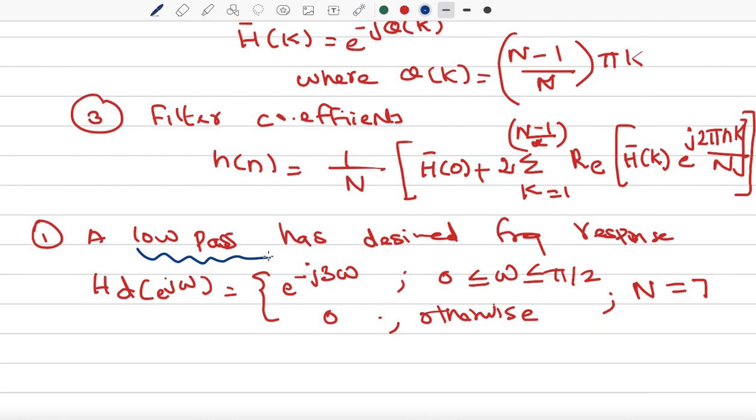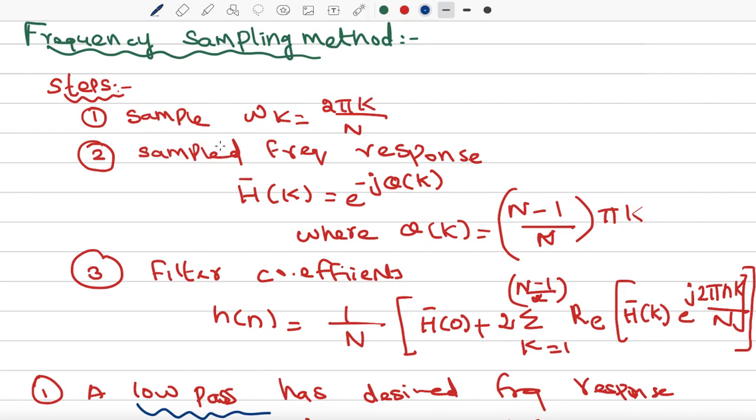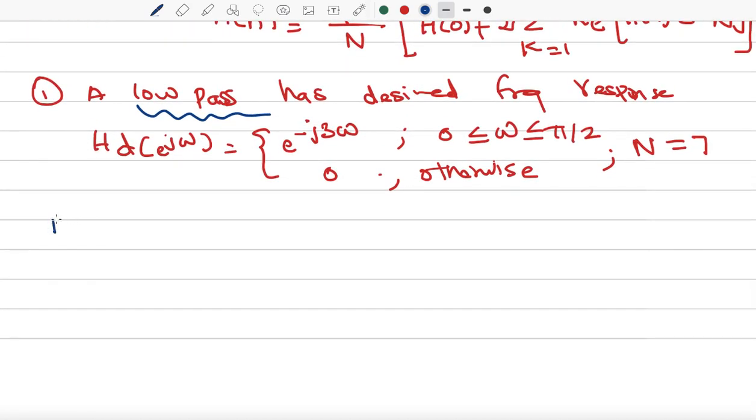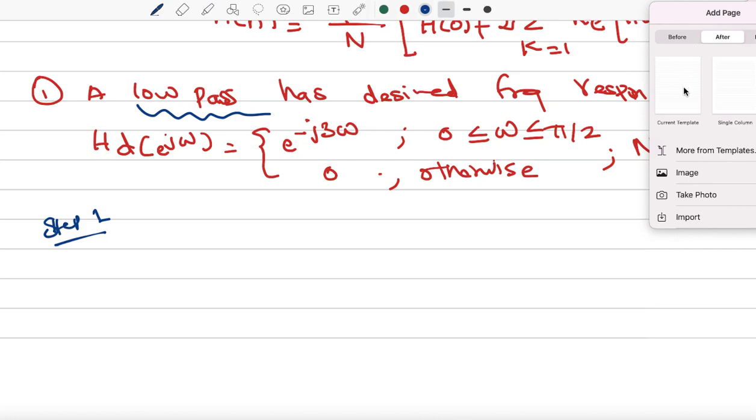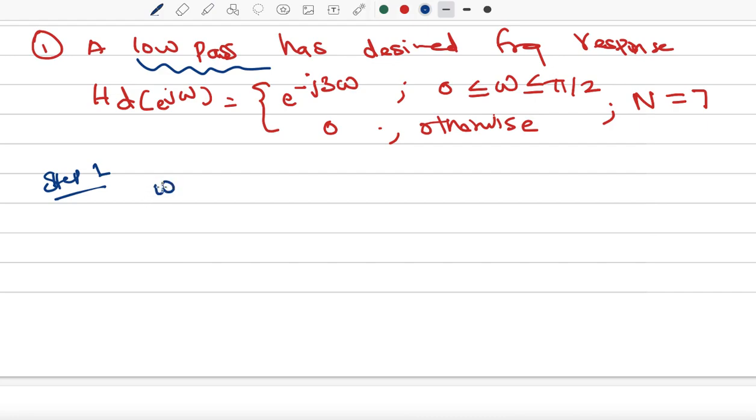So we need to find the low pass filter, and the desired frequency response given is Hd of e power j omega equal to e power minus j 3 omega for the limit 0 to pi by 2. Considering our steps, what's the first step? We need to find the samples. So moving to step 1, we need to find the samples. How will you find these samples? We have the formula omega k equal to 2 pi k by capital N.